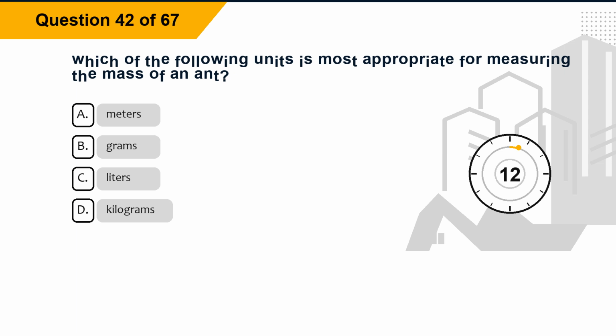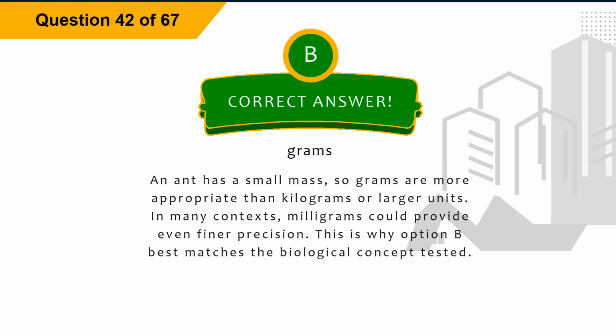Question 42. Which of the following units is most appropriate for measuring the mass of an ant? Option A, meters. Option B, grams. Option C, liters. Option D, kilograms. The correct answer is option B, grams. Explanation: an ant has a small mass, so grams are more appropriate than kilograms or larger units. In many contexts, milligrams could provide even finer precision. This is why option B best matches the biological concept tested.